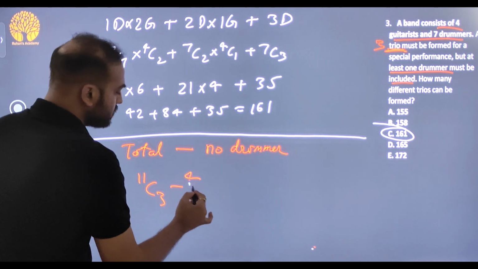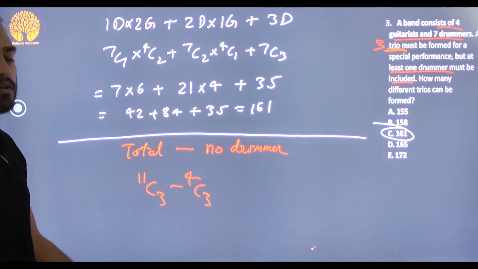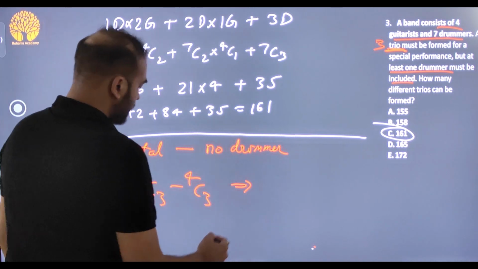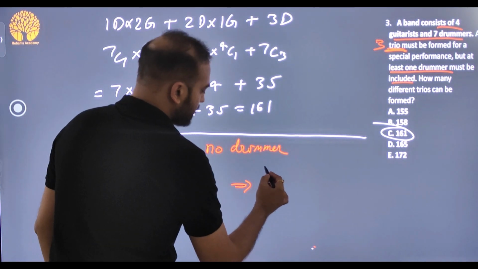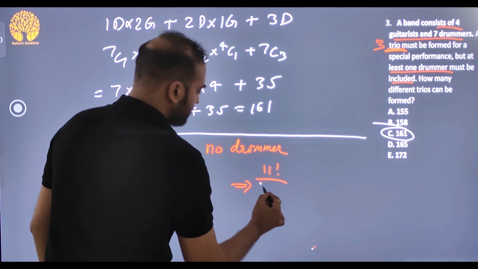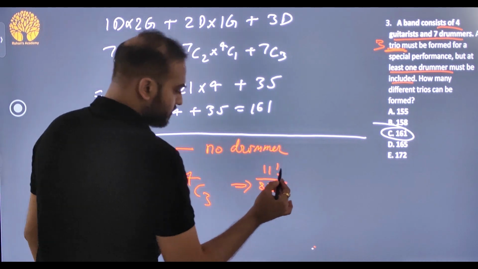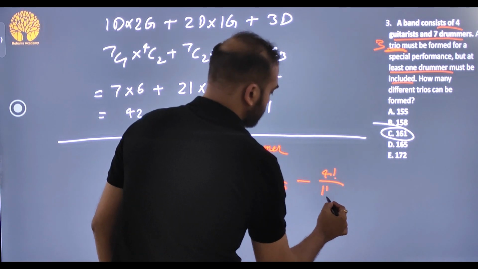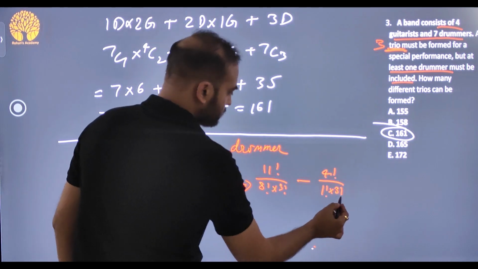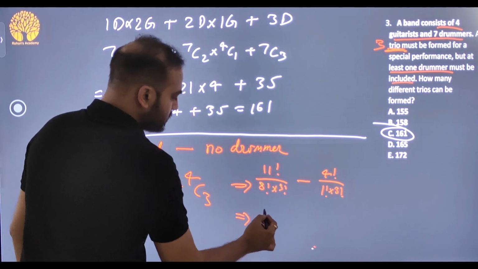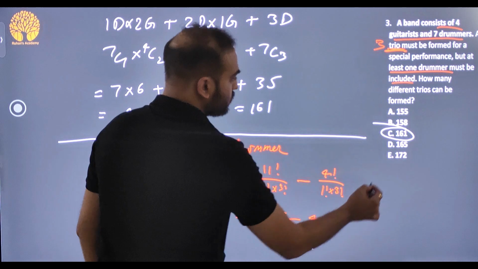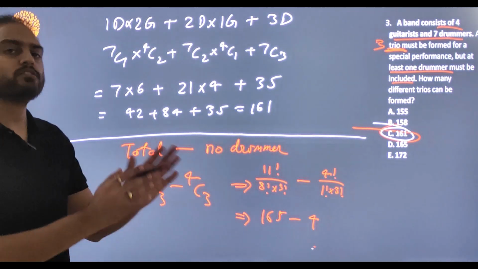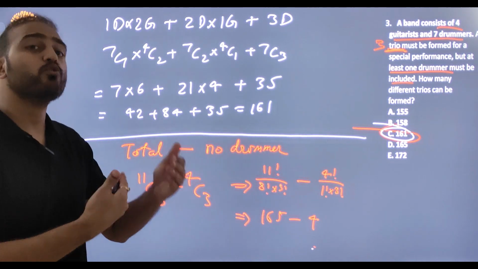No drummer means from 4 guitarists, I need all 3 guitarists. If we solve that, 11C3 is 11 factorial by 8 factorial times 3 factorial, minus 4C3, which is 4 factorial by 1 factorial times 3 factorial. Solve this. This is 165 minus 4, which is again 161. So again, it's all about how you want to approach, how you think about it.